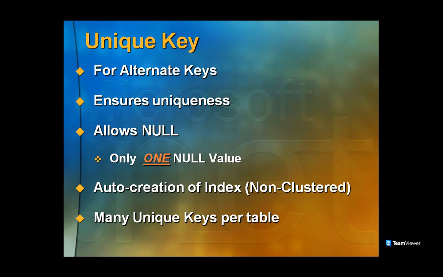In an interview they would ask what the difference is between a primary key and a unique key. A primary key is only one per table, while unique keys can be many per table. A primary key does not allow a null value, while a unique key allows only one null value. These two are very, very important points we have to cover.